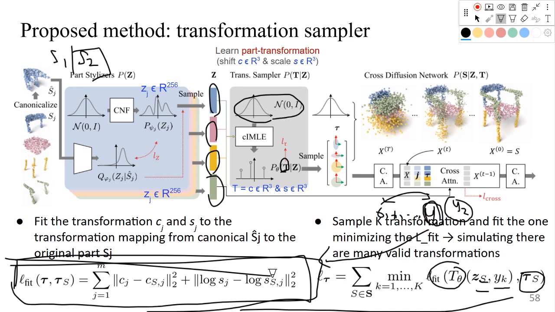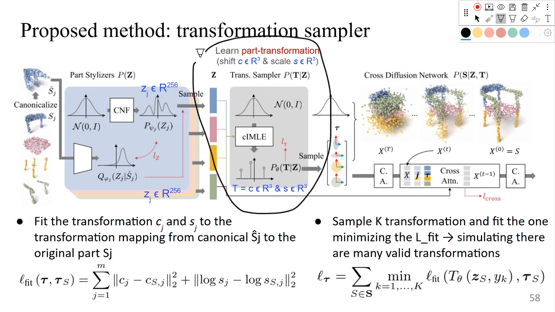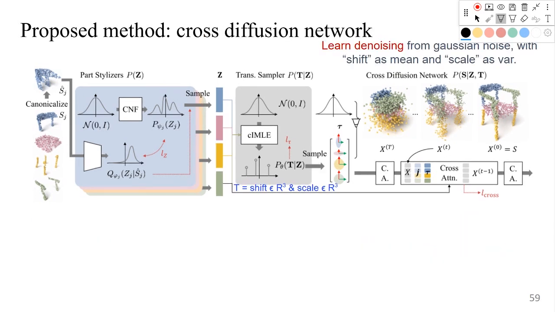Again, at a high level, we do not want to fit a single combination of transformations in the dataset. We acknowledge that there are multiple valid transformations, and we only fit one of them to the dataset to avoid this overfitting and mode collapse. So basically, this is the detail of the transformation sampler. And let's next discuss the third block, which is the denoising network.